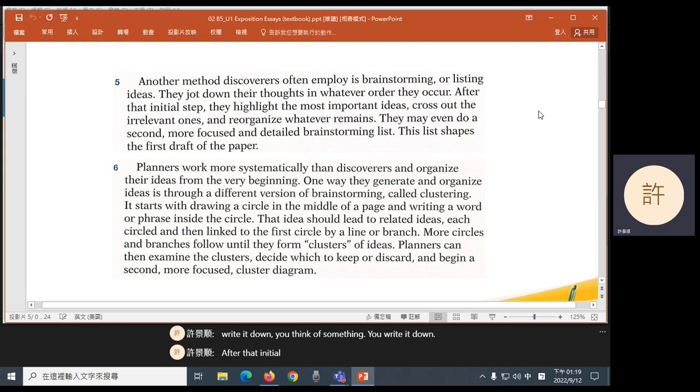After that initial step, they highlight the most important ideas, cross out the irrelevant ones, and reorganize whatever remains. So if the first step of brainstorming is to write down ideas, the second step is to filter and organize those ideas. What are good ideas? What are not good ideas? How can I put these ideas together? They may even do a second, more focused and detailed brainstorming list. This list shapes the first draft of the paper. So it's kind of like free writing, but instead of writing complete sentences, you only write down the ideas. And you can do it first time, second time, third time, and gradually come up with the structure of your essay.